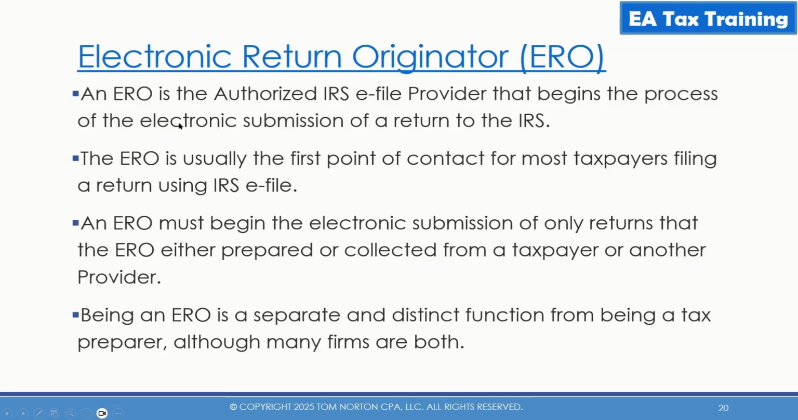An ERO is the authorized IRS e-file provider that begins the process of the electronic submission of a tax return to the IRS. They are usually the first point of contact for most taxpayers who are filing a return using IRS e-file. The ERO must begin the electronic submission of only returns that they either prepared themselves or collected from a taxpayer or from another provider. So usually you're just going to be e-filing returns that you prepared.